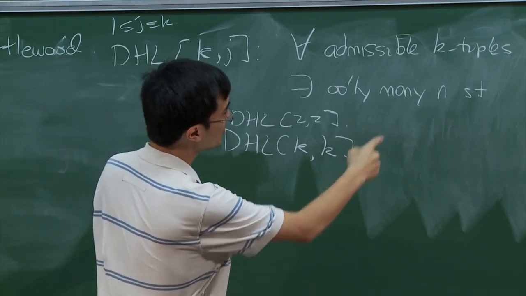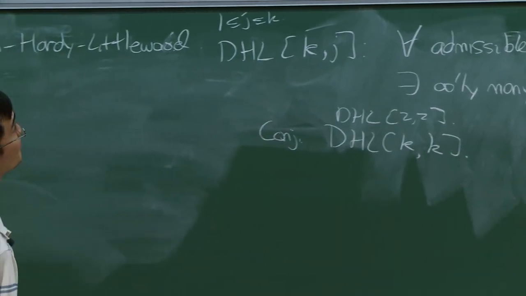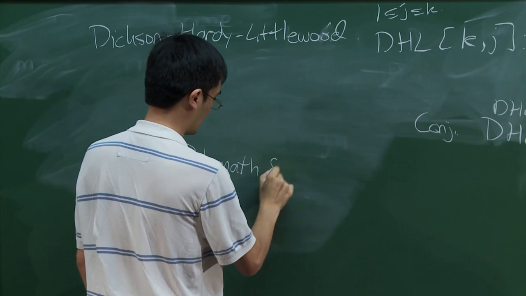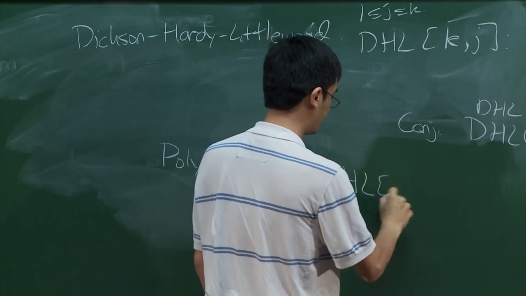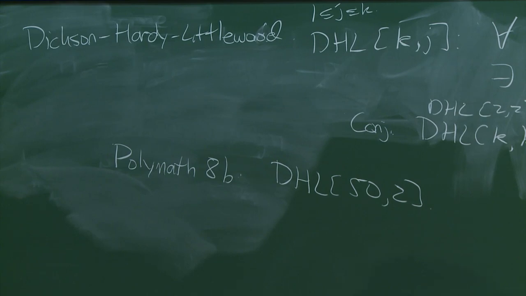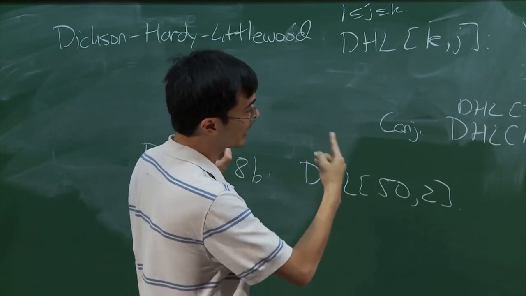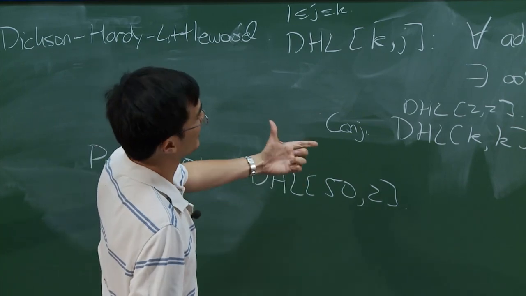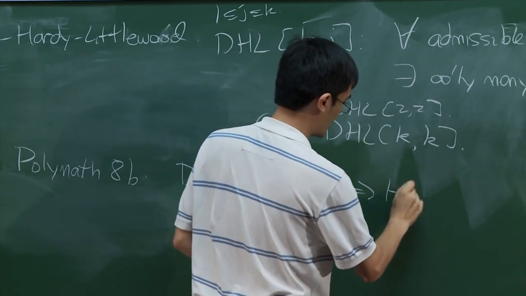But what we can prove are weaker versions of this, where k is bigger than j. For example, the final result that we know, unconditionally, is that the Dickson-Hardy-Littlewood conjecture is true for 50 and 2. So given any admissible 50-tuple, I can find for you a shift of it which contains at least two primes. And it turns out that you can write down an admissible 50-tuple of diameter 246. This is why H1 is at most 246.